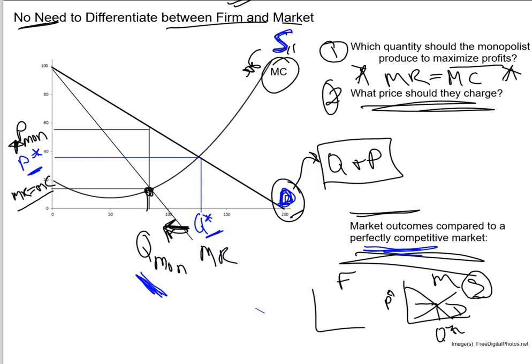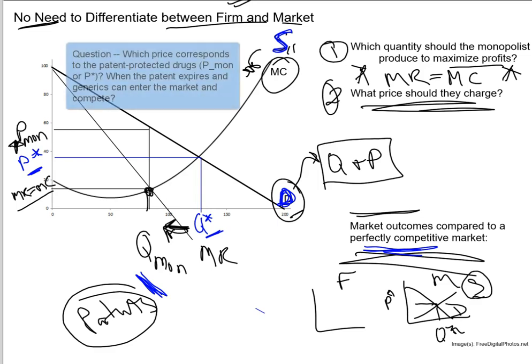So again, we can sit and think about something like patent protections, right? Does this story of patent protection work? P star in blue, does that correspond to having a patent-protected drug, or after the patent has expired when we've got the generic competition? The P mon in black, the price of a monopolist, does that correspond to when a drug company has a patent-protected drug, or when they face the generic competition?